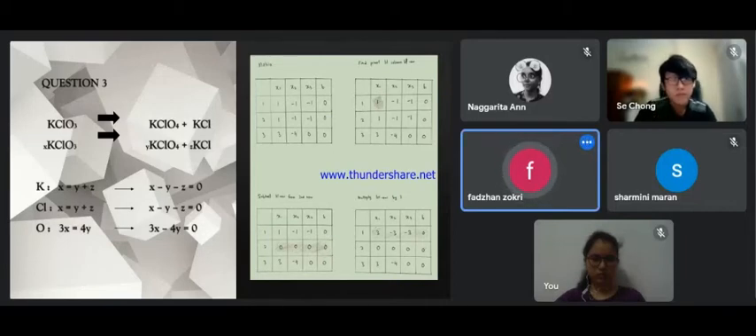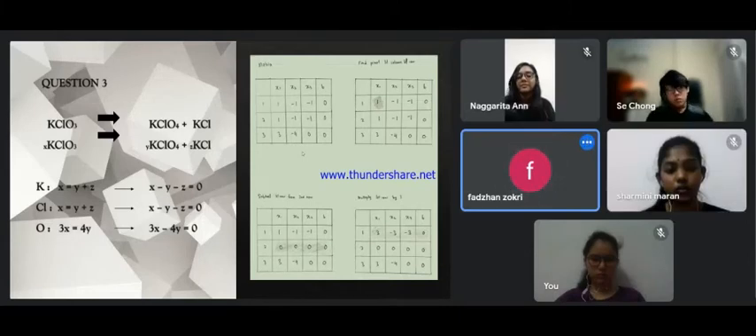Okay, for the third question, the equation given here is KClO3 equal to KClO4 plus KCl. The second one is xKClO3 equal to yKClO4 plus zKCl. K is x equal to y plus z. Cl is x equal to also y plus z. O is 3x equal to 4y.